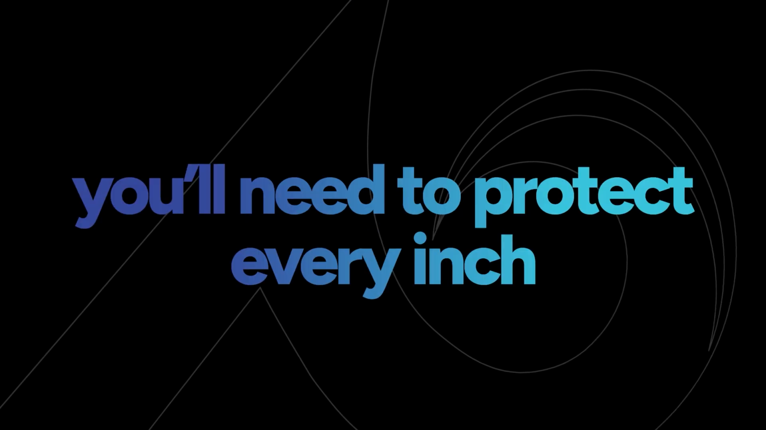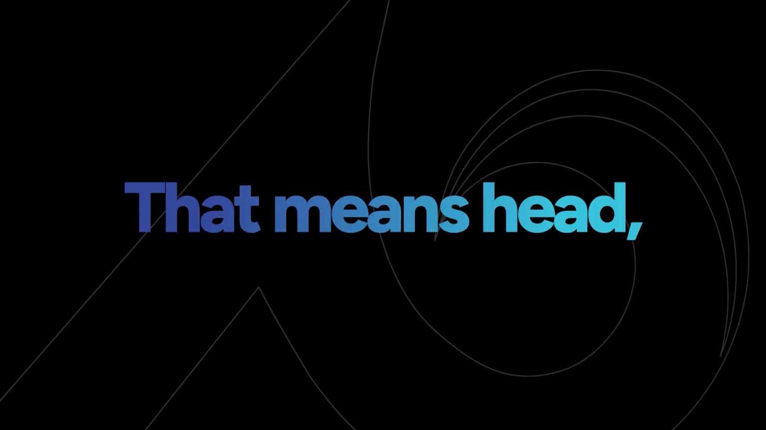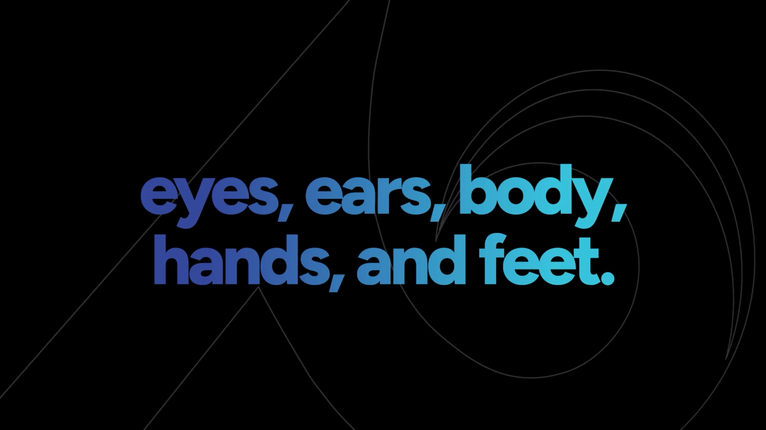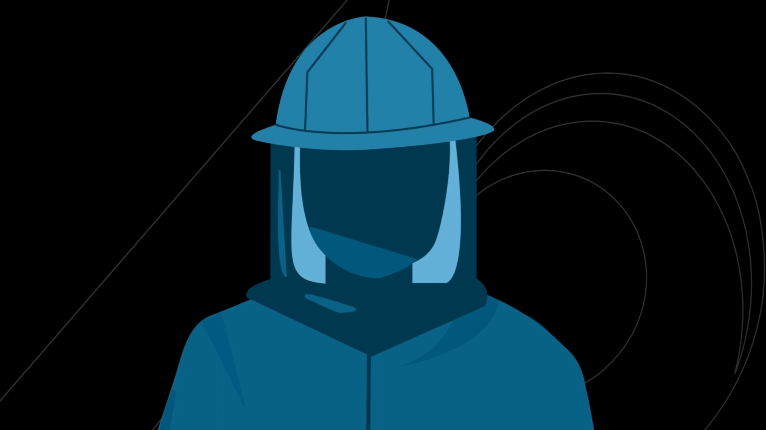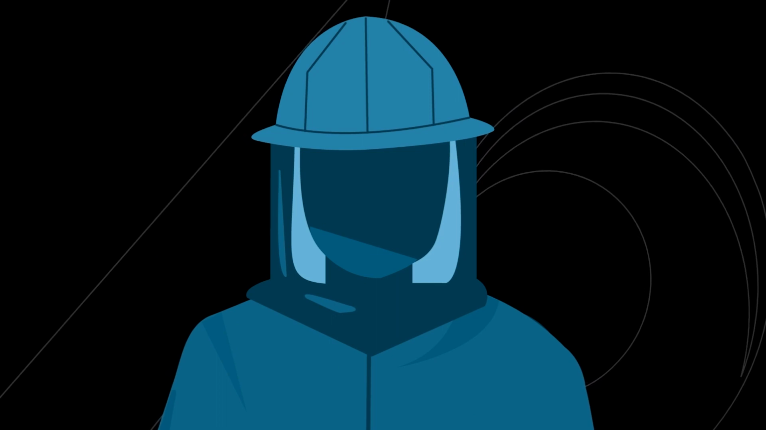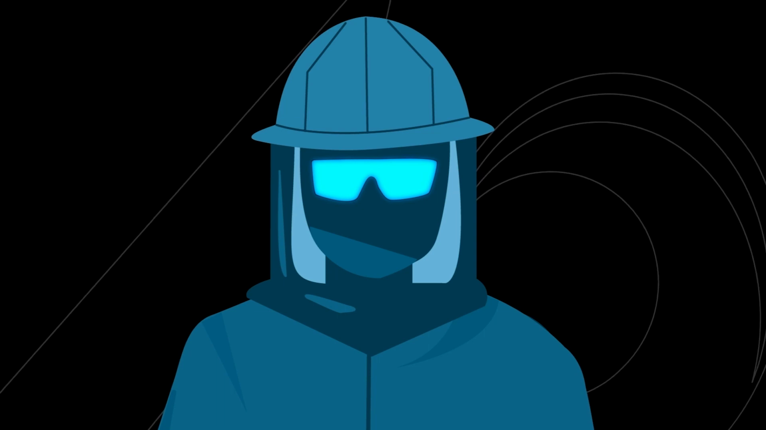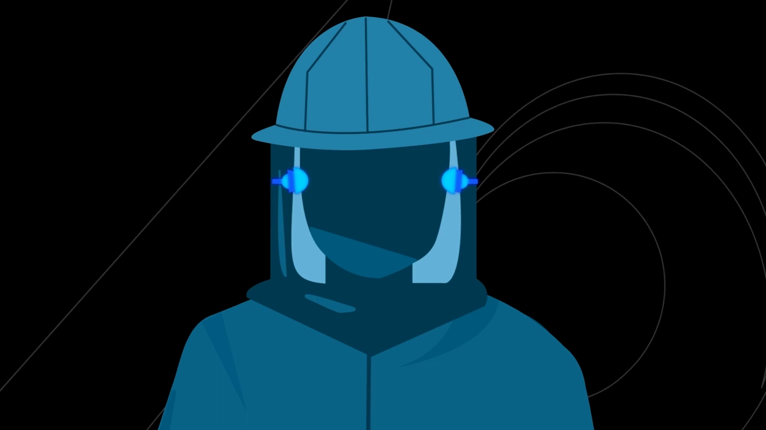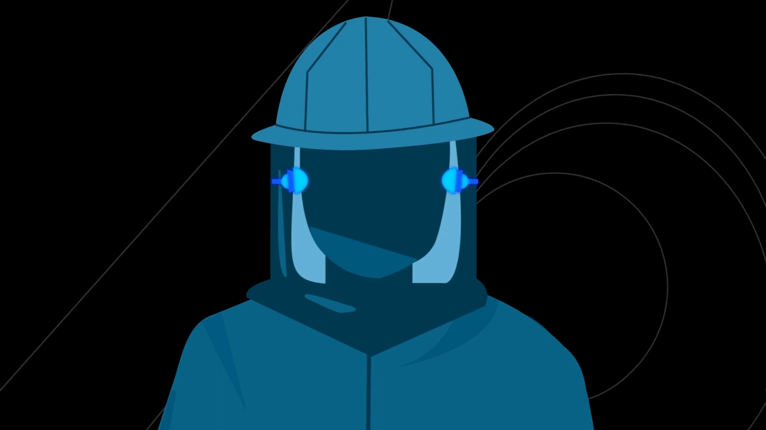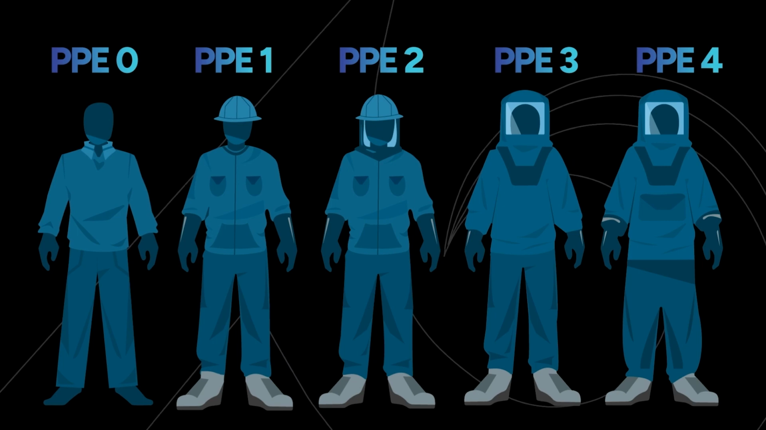At any rate, you'll need to protect every inch of your body that might be exposed to an arc flash. That means head, eyes, ears, body, hands, and feet. You'll want an arc-rated helmet paired with a face shield, balaclava, or a hood to shield your entire head and face. You'll also want to wear safety glasses or goggles underneath, specifically for eye and UV light protection. Remember, arc flash is also loud, so you'll want arc-rated ear canal inserts to protect your hearing.